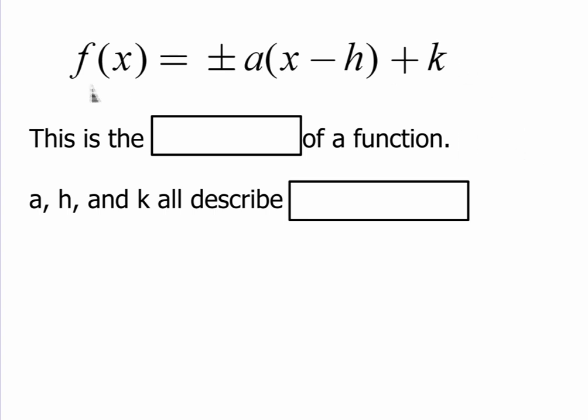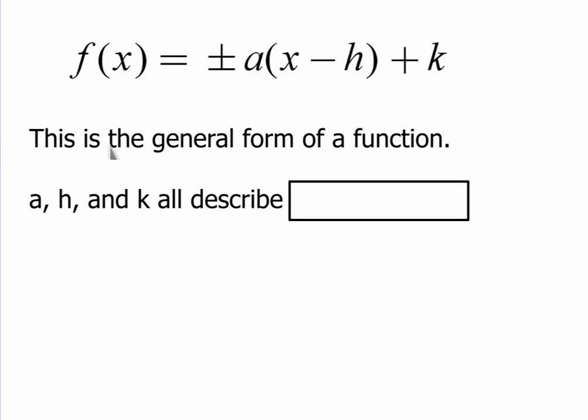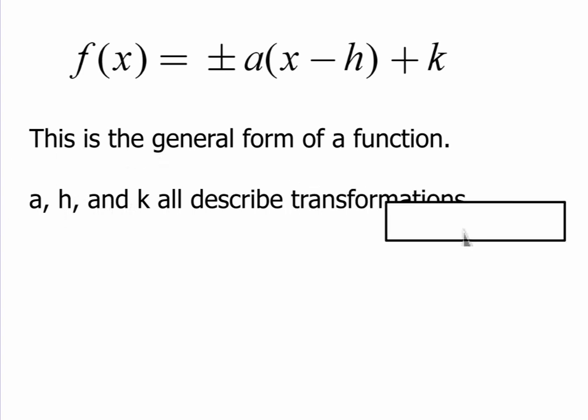So we've got this equation, f of x equals plus or minus a times, in parentheses, x minus h, plus k. And these things all do something, right? This is the general form of an equation. And a, h, and k are all used to describe transformations. So is this plus or minus sign. Each one of these things does something different to the function. So let's talk about what they all do.